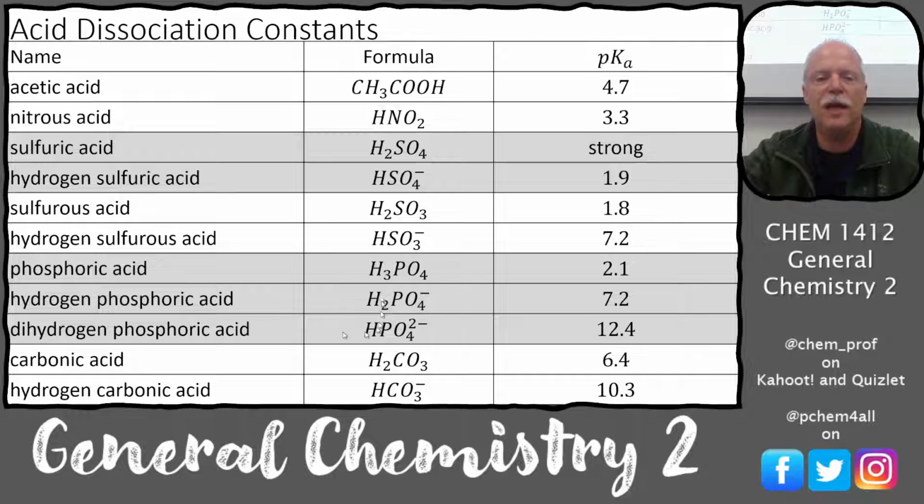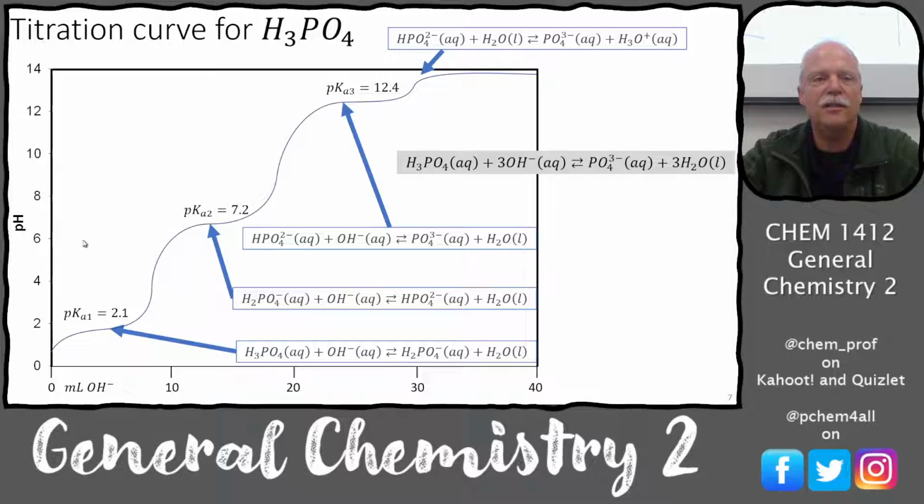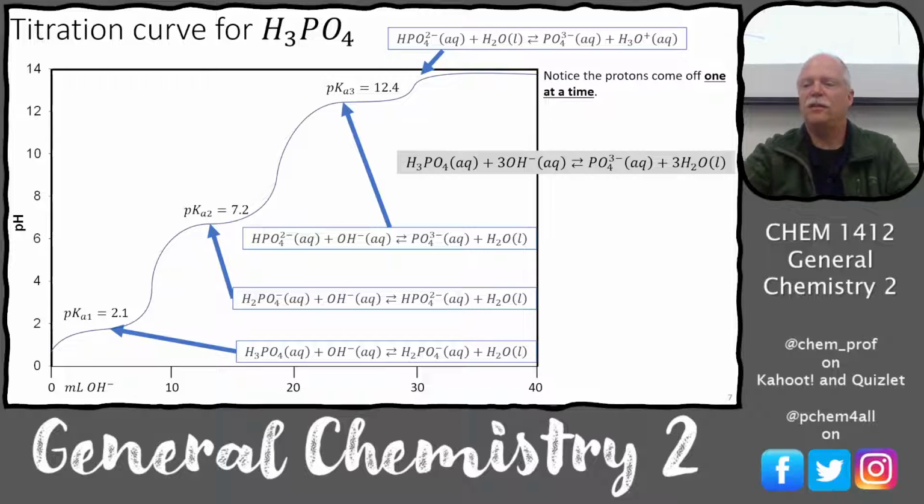So let's do the phosphoric acid problem. And here's the titration curve for phosphoric acid. And here's all of the reactions that are going on in this particular case. So what do you notice? You notice that the protons are coming off one at a time. So as you add base, which is the horizontal axis, the pH is stable for a while, and this is that buffering region where we're converting phosphoric acid into the dihydrogen phosphate ion with base.